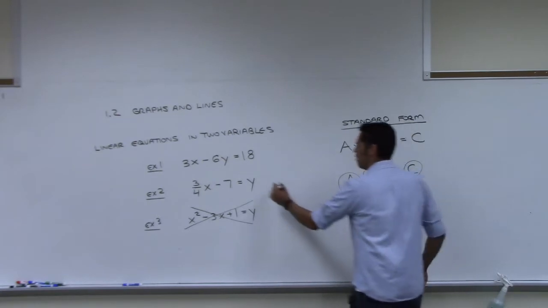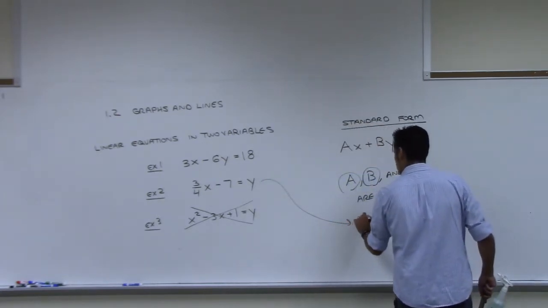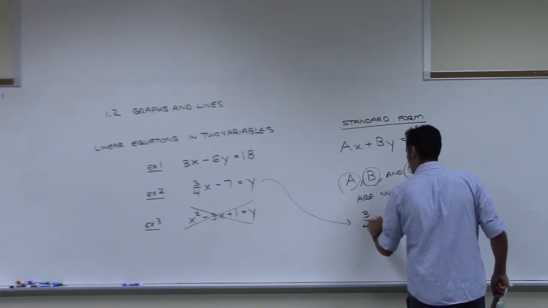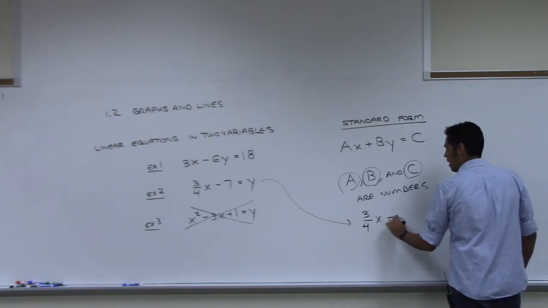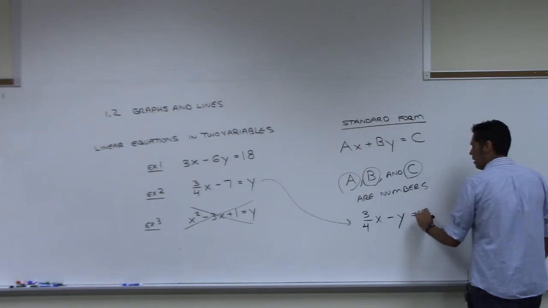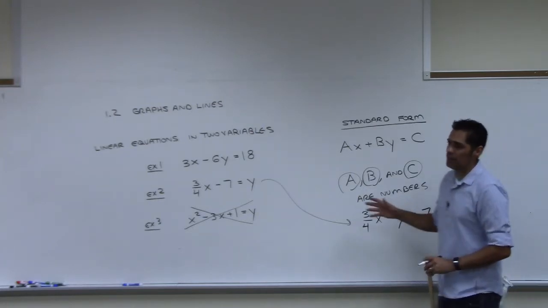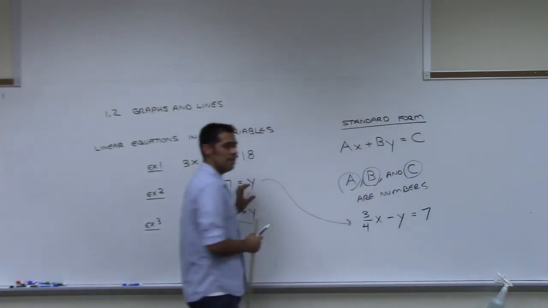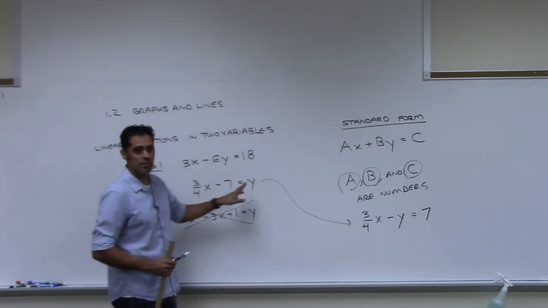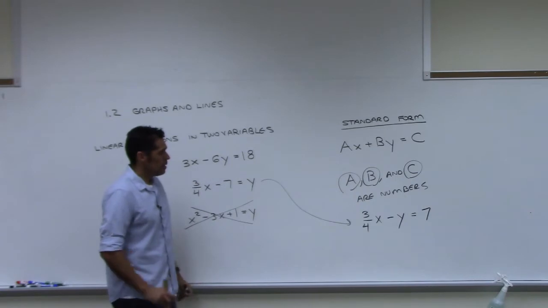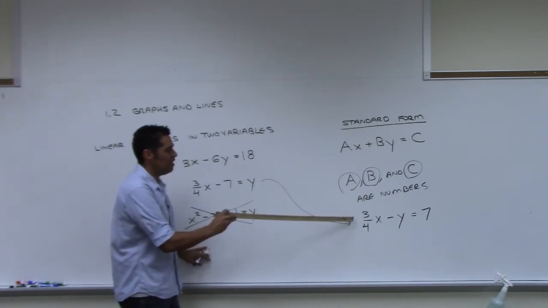Let me go ahead and rewrite that one just to see what it would look like if I tried to write it in standard form. 3/4 x, then what? Minus y, and then equals 7. So look, I'm not showing these steps, right? I'm doing them mentally. So I'm trusting that you're comfortable moving things around on equations. So now this is in standard form.